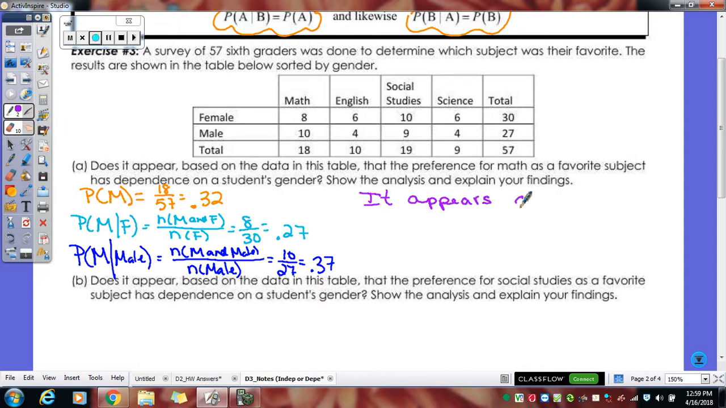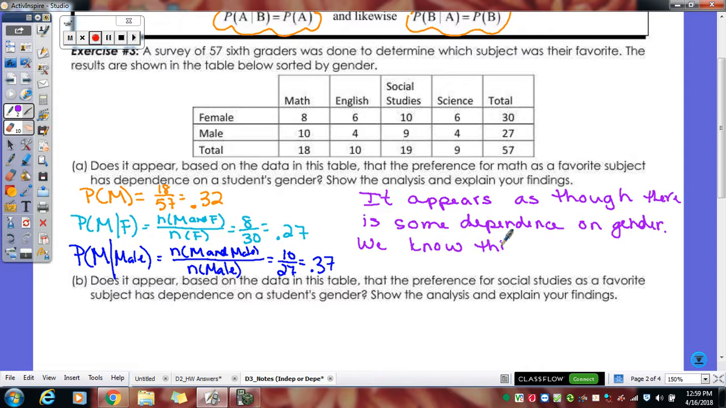It appears as though there is some dependence on gender. So we know this because the probabilities are different. I mean, we could go a little further if they wanted us to. It appears as though a male is more likely to pick math than a female is based on our probabilities there also. But they didn't ask us to rate that.